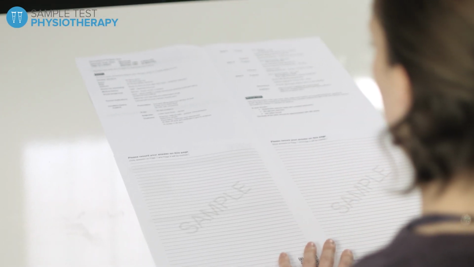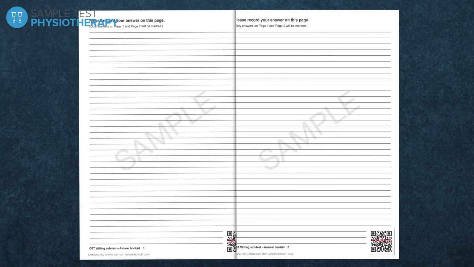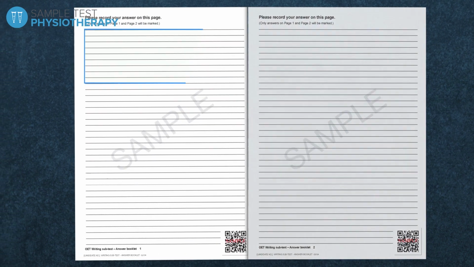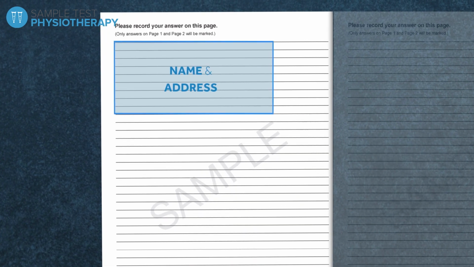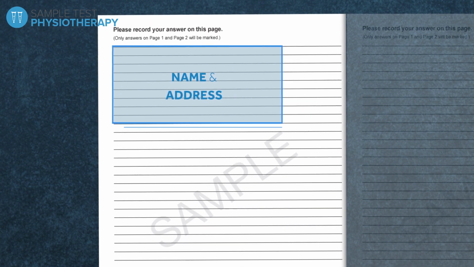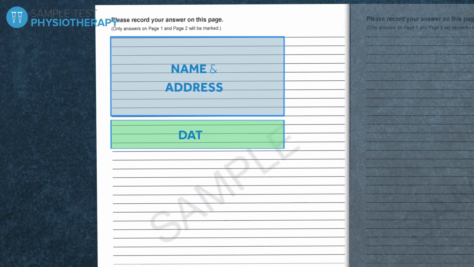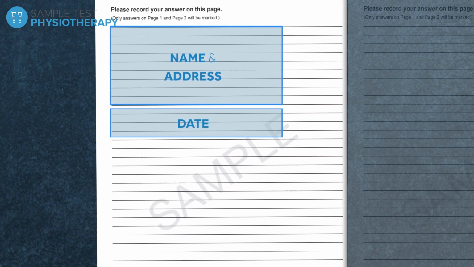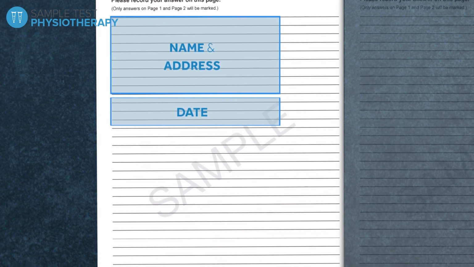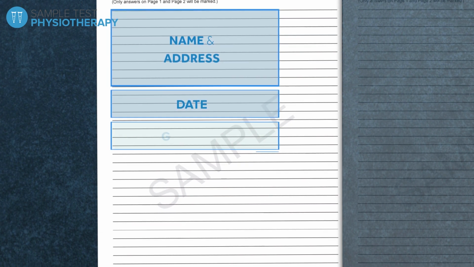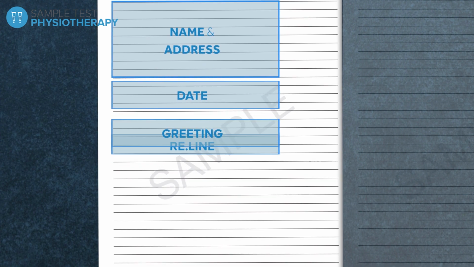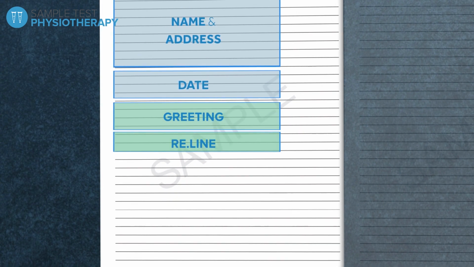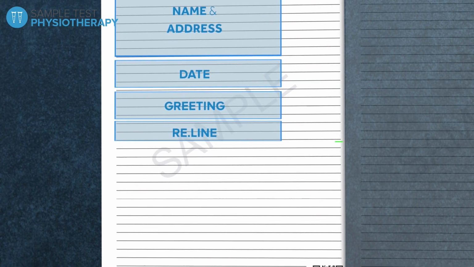I'm not going to write the whole letter now, but just to point out a few things. Opening my answer booklet, I'm going to start with the reader's name and the address, which I can copy directly from the writing task. Underneath this, I will add the date, which is today in the case note, the 30th of August 2019. Next comes my greeting, Dear Dr. Delbridge, followed by the RE line. But remember that the order of the greeting and the RE line can be reversed if you prefer.